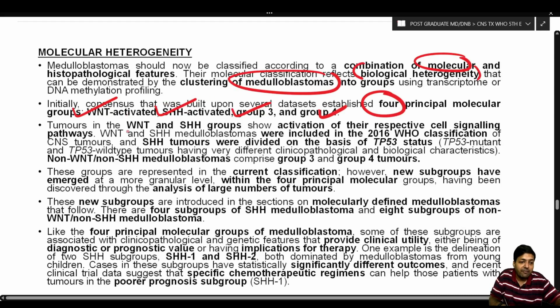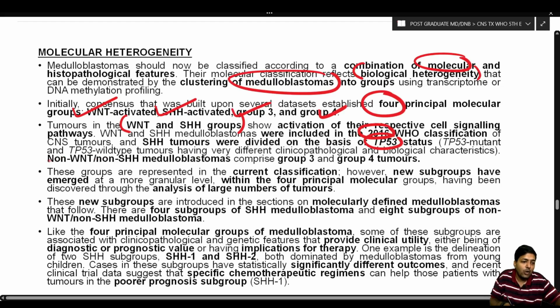Now, tumors in the first 2 groups, that is the WNT and SHH groups, show activation of the respective cell signaling pathway. Okay, and they were also present in the previous 2016 edition. And the SHH tumors are divided on the basis of the TP53 status. They can either be TP53 mutant or wild type. Okay, anywhere I'm using the term wild type, it means that particular gene is not mutated. That is the meaning of wild type.